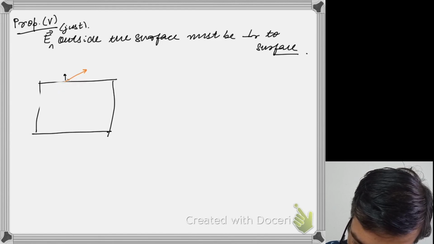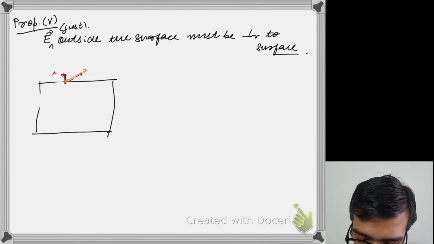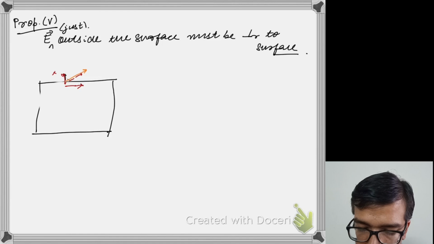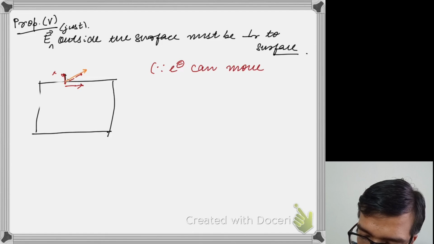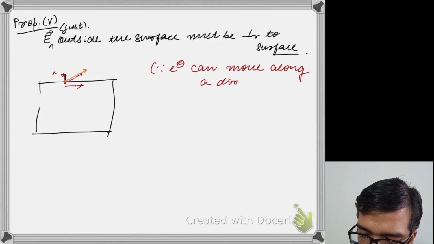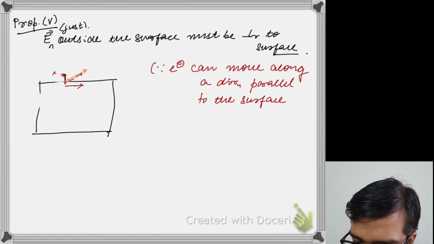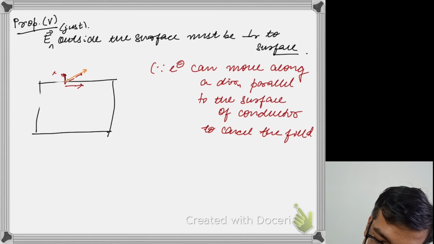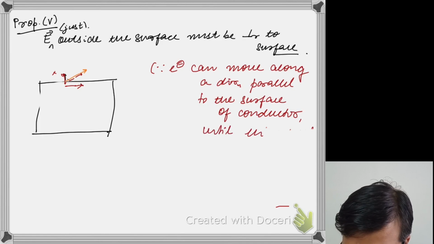Basically, if it experiences a force along this direction, it has some component perpendicular, where it cannot move, but the charges can move in the direction parallel to the surface of the conductor. Experiencing the force, electrons can move along the direction parallel to the conductor until that component cancels off.